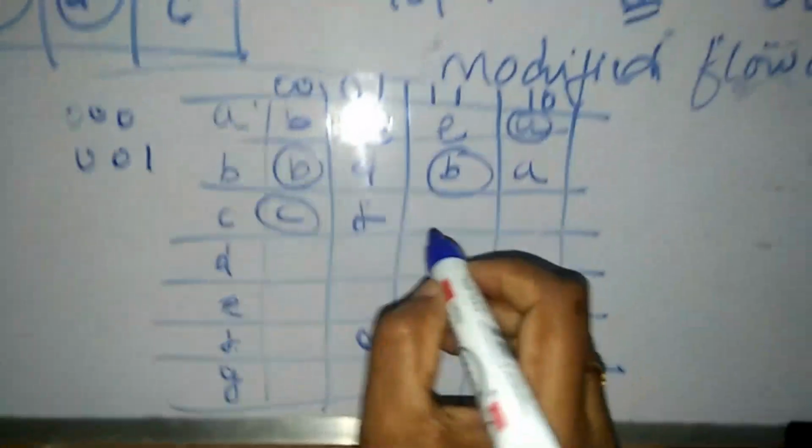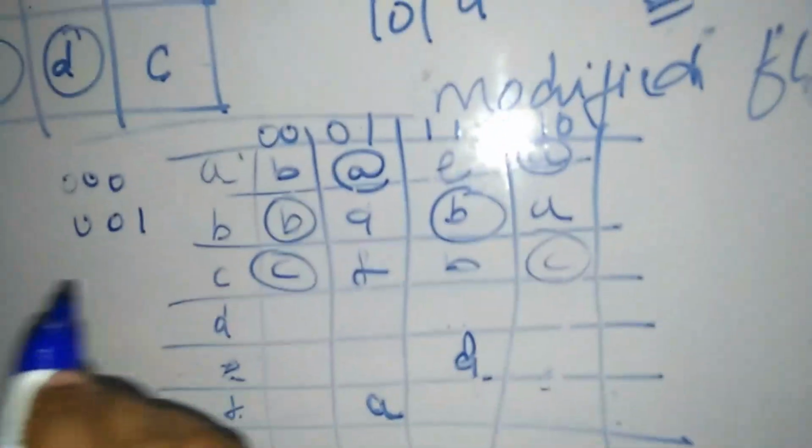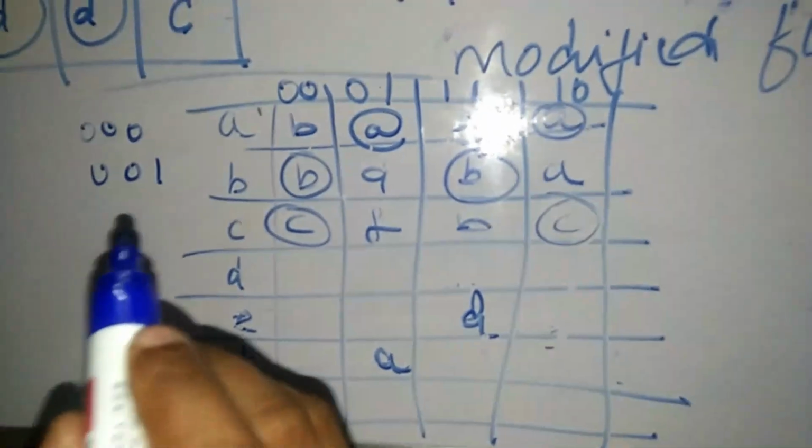Clear? Then C to B. Where is C to B? There is no change. There's only one position. So you can write B over here. Then C to C. Okay. Then coming back D to C. So D to C, you can see where is D? D to C is going from the intermediate state.